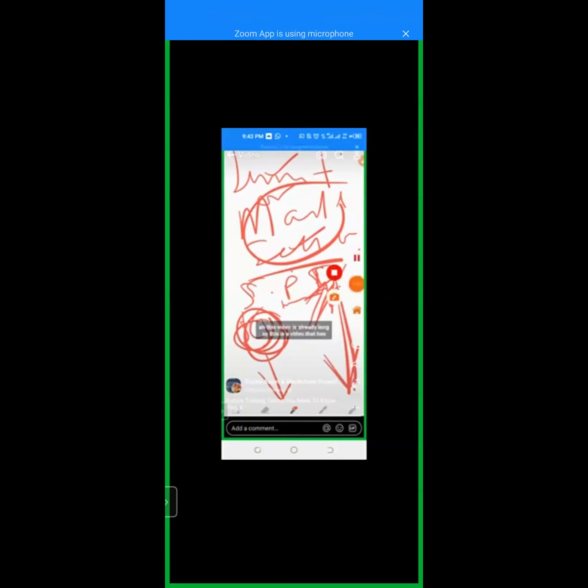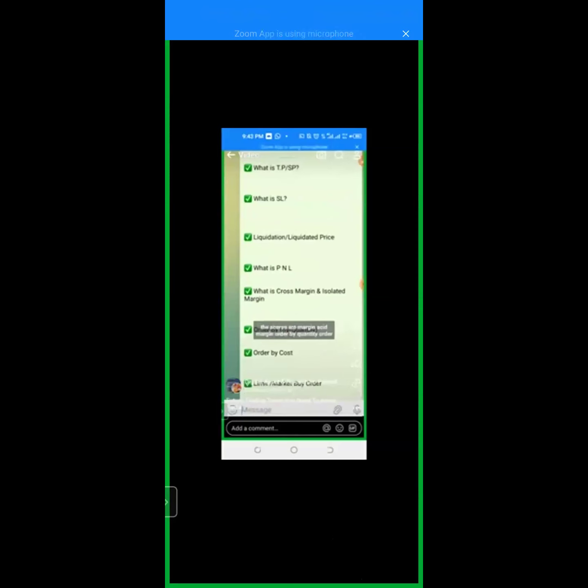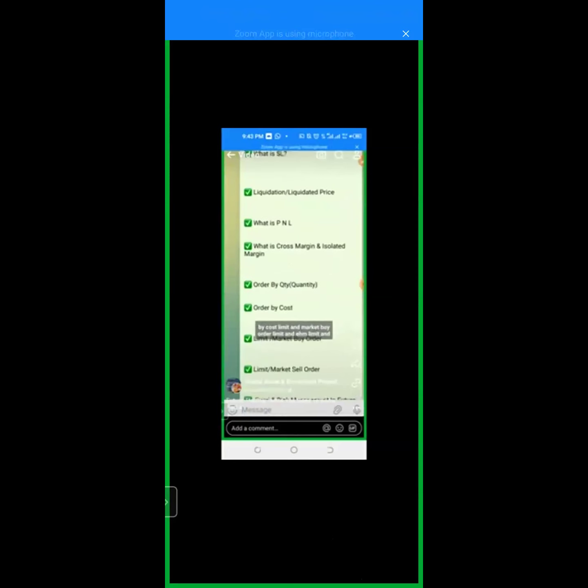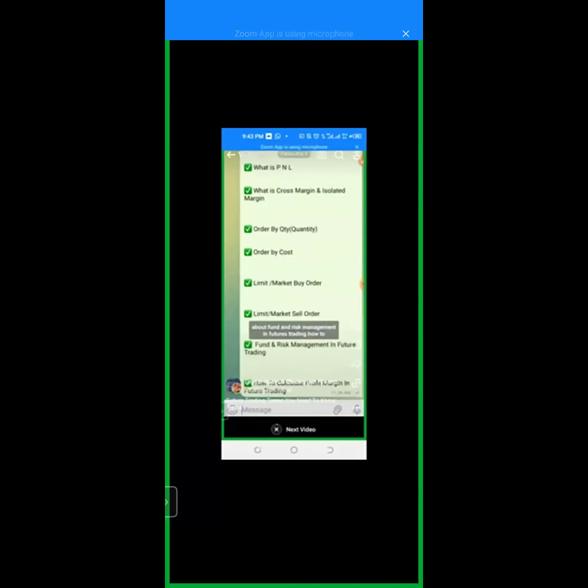This video is already long. This is a video that has explained a lot of things. I've explained what PnL is, cross and isolated margin, order by quantity, order by cost, limit and market buy order, limit and market sell order. So in the next video, I'll be talking about fund and risk management in futures trading, and how to calculate profit margin in futures trading. So we'll move to the next video to learn about that. Thank you.